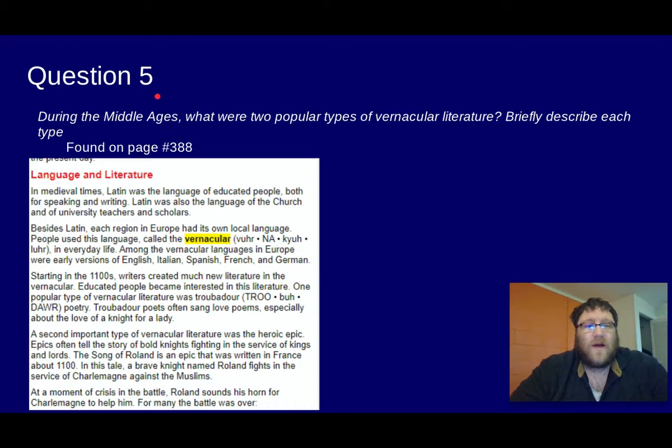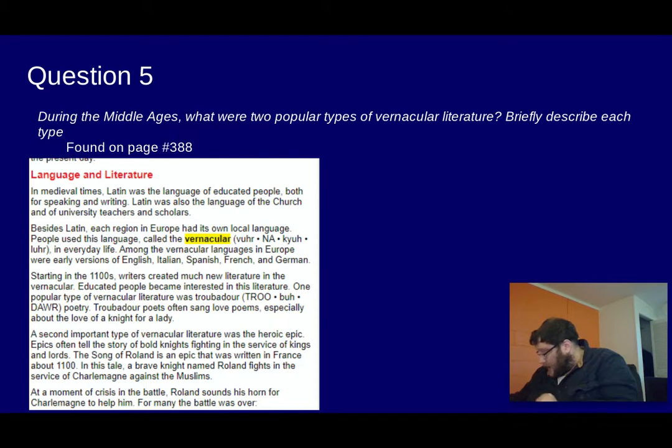Question 5. During the Middle Ages, what were two popular types of vernacular literature? And briefly describe each one. This is page 388, I believe. Just double-checking that for you. Sometimes I forget to change the page number from the last one because I keep the same format. This is the correct page number, 388.